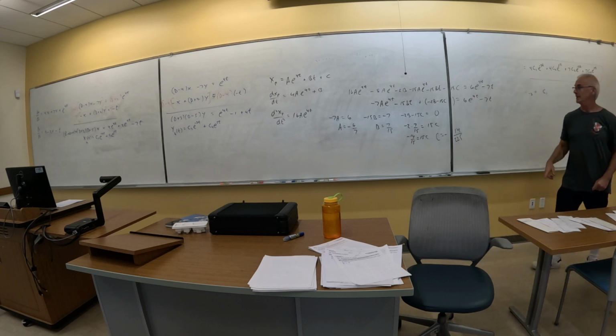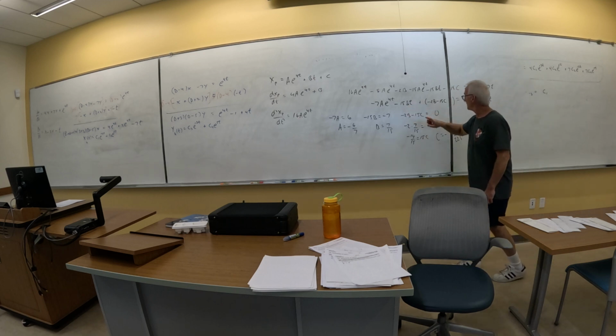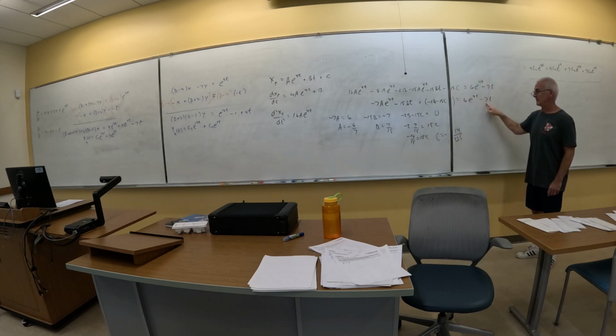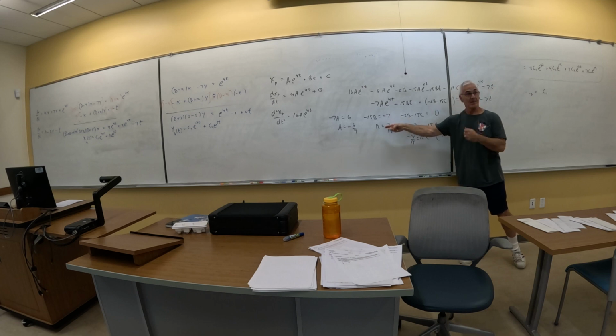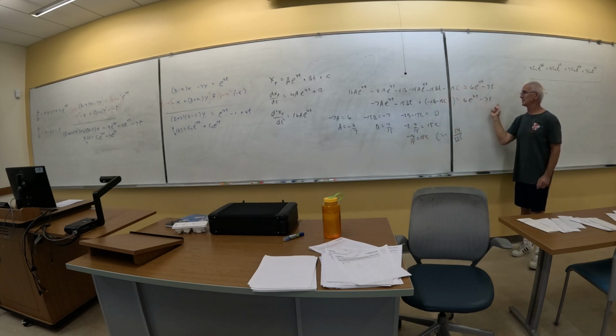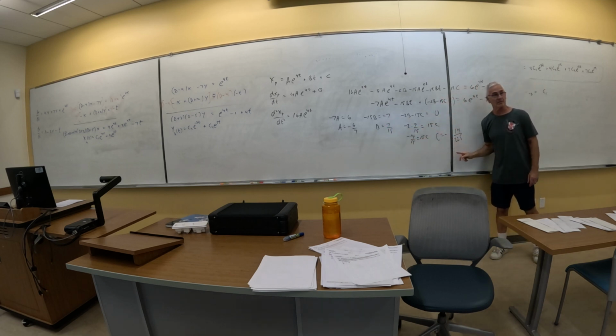Now let's go for the t. Negative 15b has to equal negative 7. And now let's go for the constant term, which has to equal 0.